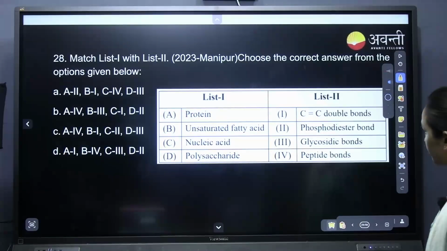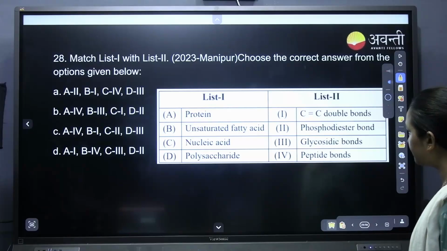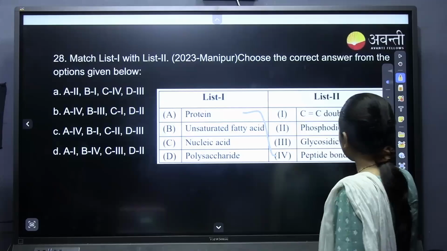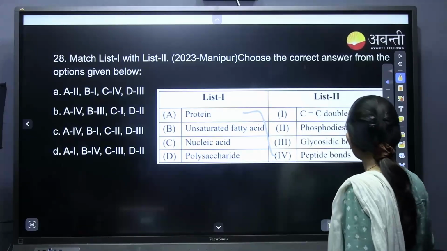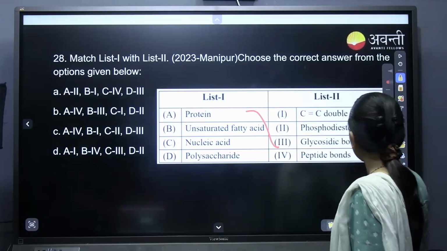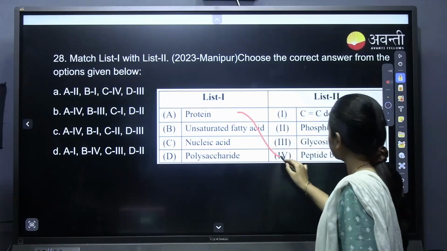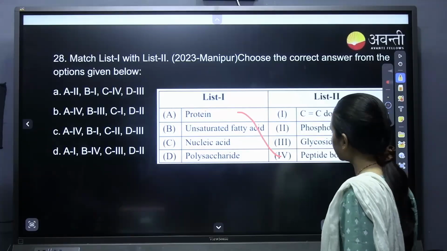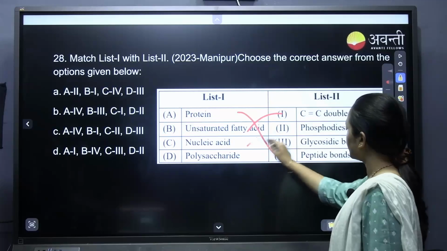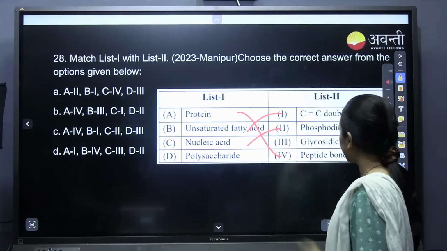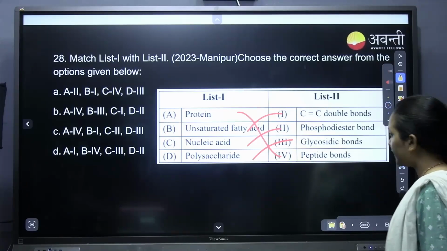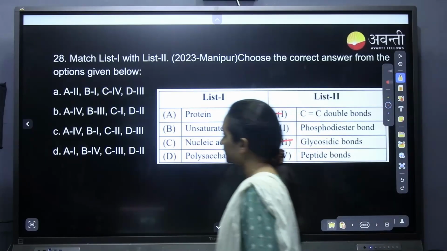Again match the following. There are so many match the following. Which is a protein? Protein has which type of bond? Protein has a polypeptide bond. Unsaturated fatty acid has double bonds. Nucleic acid, phosphodiester bond, and polysaccharide is a glycosidic bond. Easy question. So A4 B1.